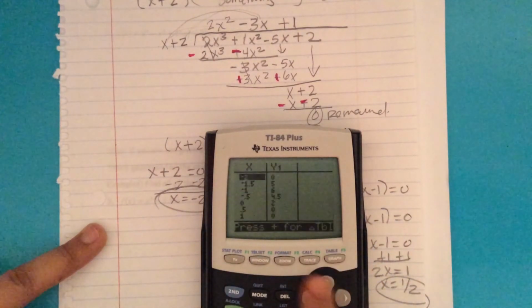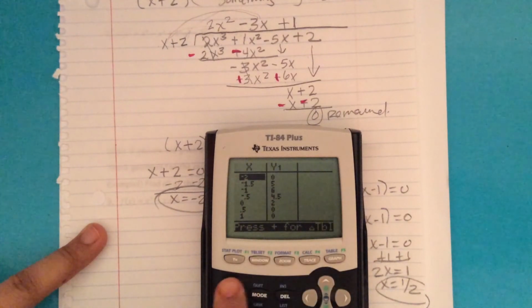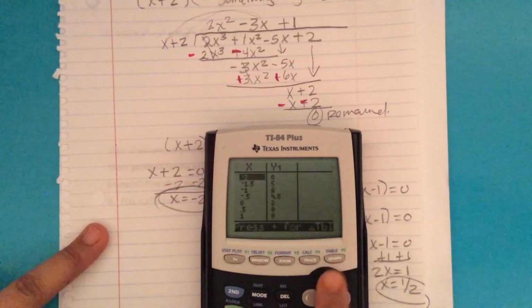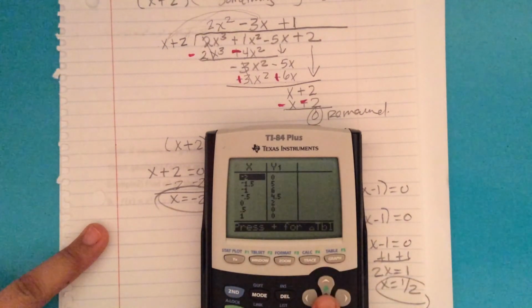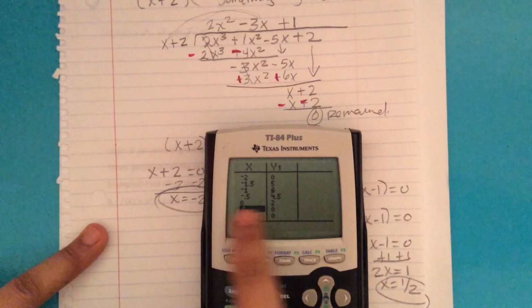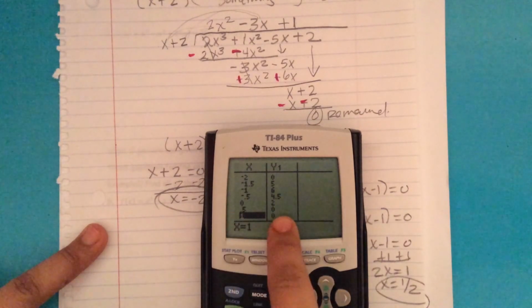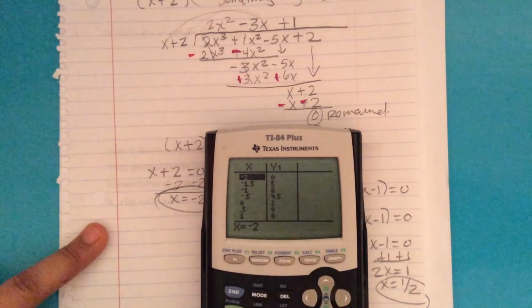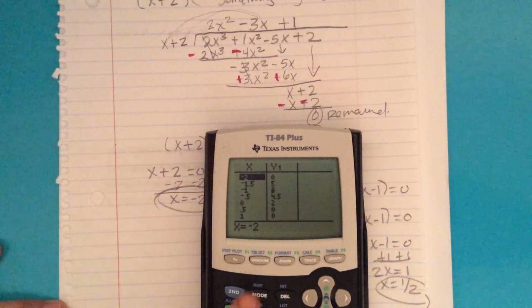Now, on the table, I put my table set at halves. So if you do second table set, you can put it by 0.5. So you can see the 1/2 on there. So at 0.5, it's 0. At 1, it's 0. And then at -2, it's also 0. So that's how you can double check yourself as well.